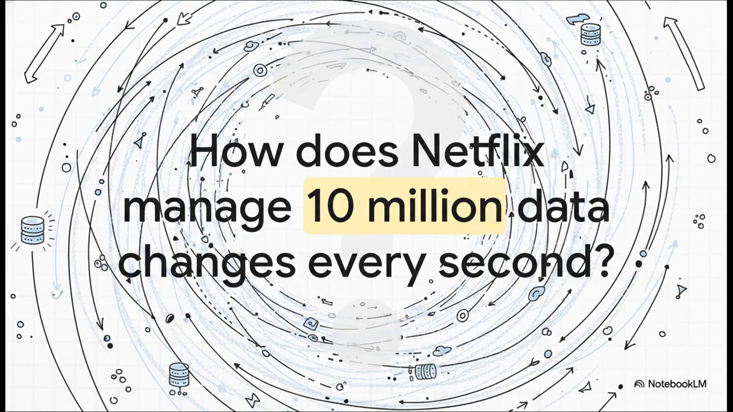So what's the big question here? For most of us, Netflix is just a library of movies and shows. But behind that play button, there's this colossal invisible web of data connecting everything. And it's changing at a speed that's just hard to wrap your head around. We're talking nearly 10 million times every single second. How on earth do they pull that off?